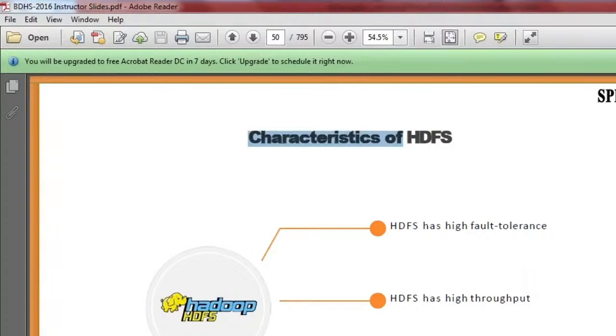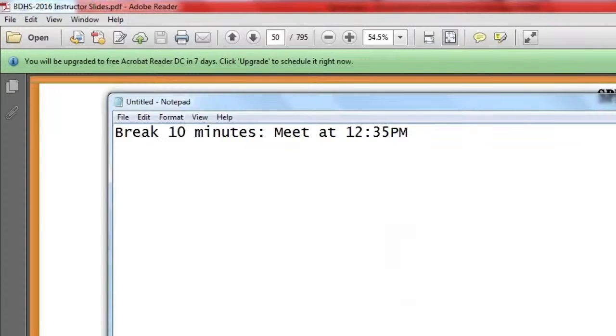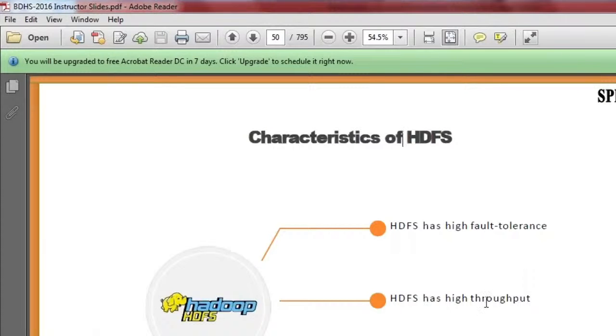Dheeraj, can you explain what the block size is once again, please? Yeah, sure. Block size is the minimum amount of data which you read or write in one go from a file system.